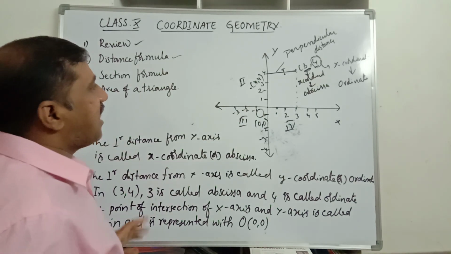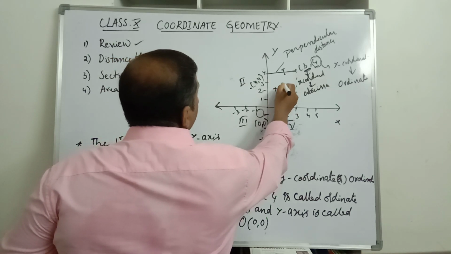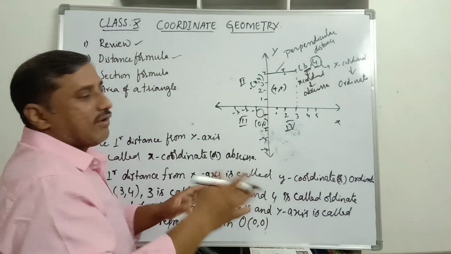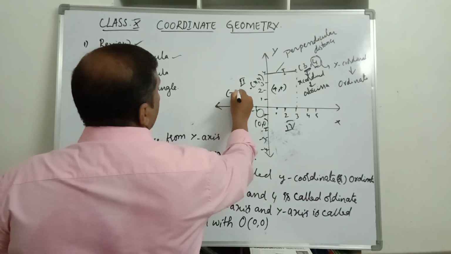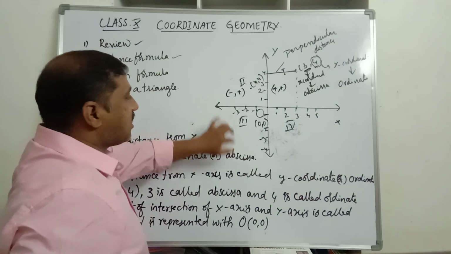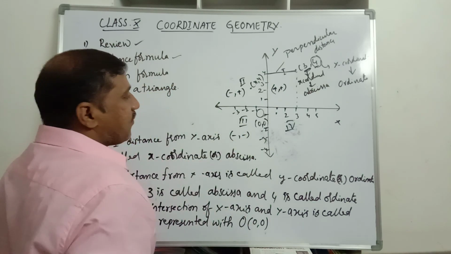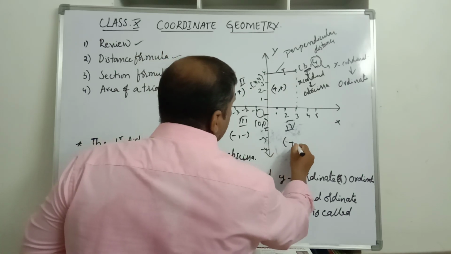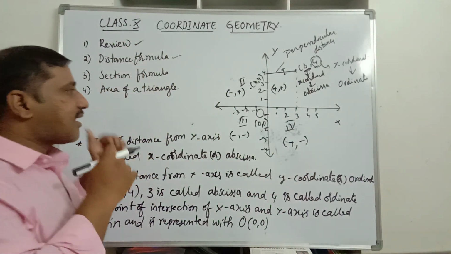We have studied that in the first quadrant both x value and y value are positive. Whereas in the second quadrant x is negative and y is positive. In the third quadrant both are negative, x is negative, y is negative. And in the fourth quadrant x is positive and y is negative. We studied all these things in class 9.